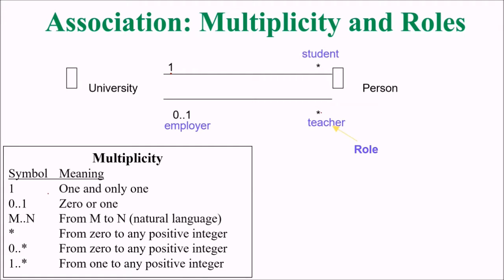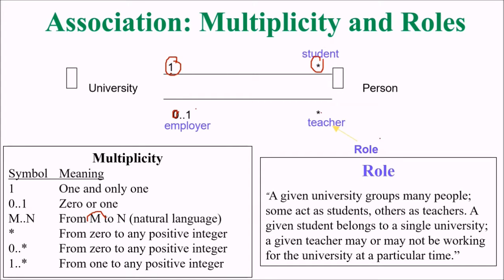Multiplicity means we have 1, that is 1 and only 1. This 0..1 is 0 or 1. M..n is from M to N, this is a natural language. Star here means from 0 to any positive number. 0 to star means from 0 to any positive number. 1 to star means from 1 to any positive number.